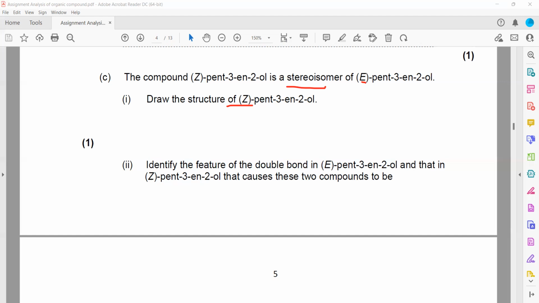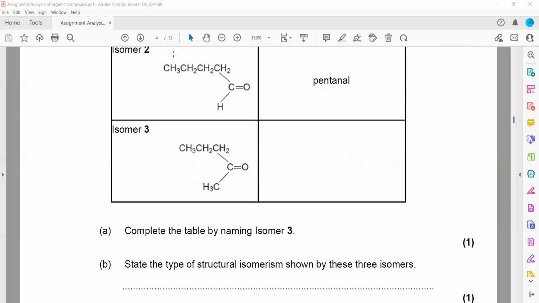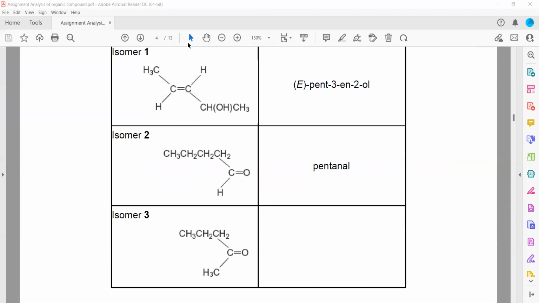When we are drawing the Z, it means we have to draw the heavy groups on the same side. If it was E, then we would draw the heavy groups on the opposite sides. Like in this case, this is E. Why E? When you compare the heavy groups, due to the presence of the carbon-carbon double bond, there's a restriction in the geometry. So the heavy group in this one is at the top, the other one is at the bottom. So this is E. But we want to draw Z, meaning the groups which have greater mass should be on the same side. So what we simply do, at the bottom the space is given. So there, if you want to draw Z, we just switch the position.